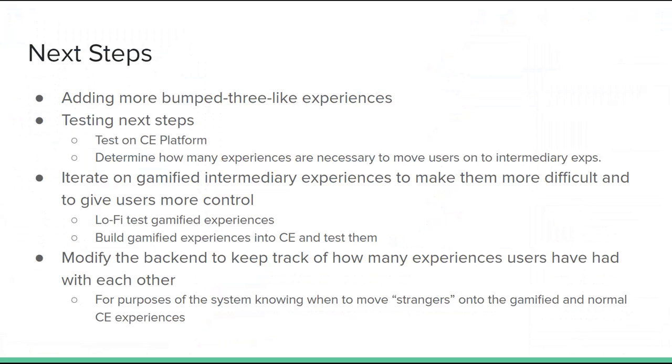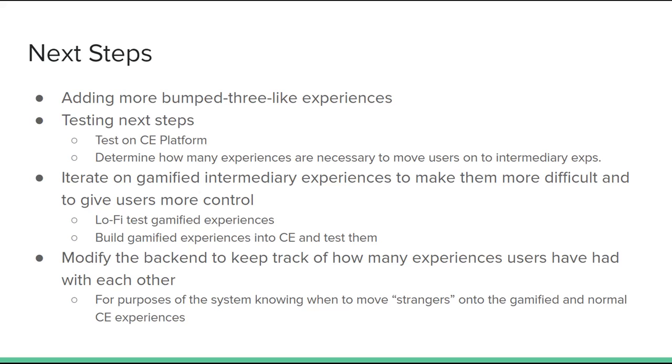The next step for our project involves adding more Bump 3-like experiences that we discussed earlier. And then our next step for testing involved testing on the actual CE platform, and using that to determine how many experiences are necessary to move users onto intermediary experiences, including gamified experiences, as well as the standard experiences in CE. This would likely be done by putting users through a series of experiences and asking questions related to likability and whatnot throughout, and just seeing how close they can get after a set number of experiences.